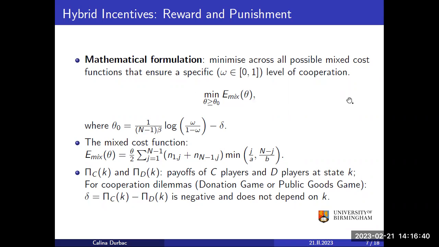The mixed cost function was obtained from the matrix of the Markov chain, which has got a very nice tridiagonal shape. We're basically interested in what happens in these states because that's where a mutation can take place. And very, very important, the difference in payoffs between cooperators at state k and defectors at state k is negative, but more important than that, it does not depend on the state k of the Markov chain. If it did, it would have made the math a bit more complicated.